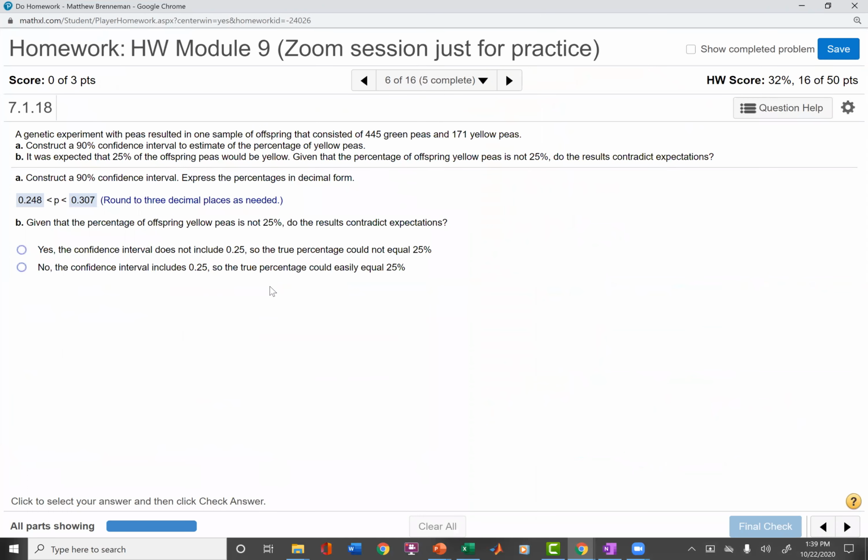So let's read through these carefully. My confidence interval does contain 25%. Let me make sure I understand what they're saying here. Yes, the confidence interval does not contain 25%. No, in my case it does. No, the confidence interval contains 25%. Oh, now that I read this a little more carefully, I think they're referring to the sample percentage.